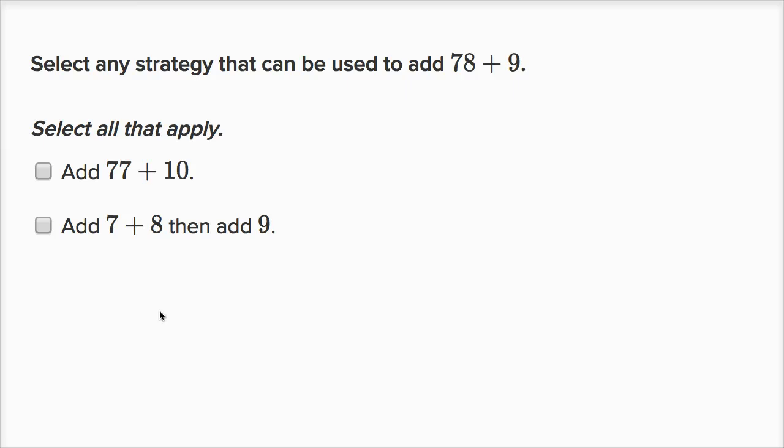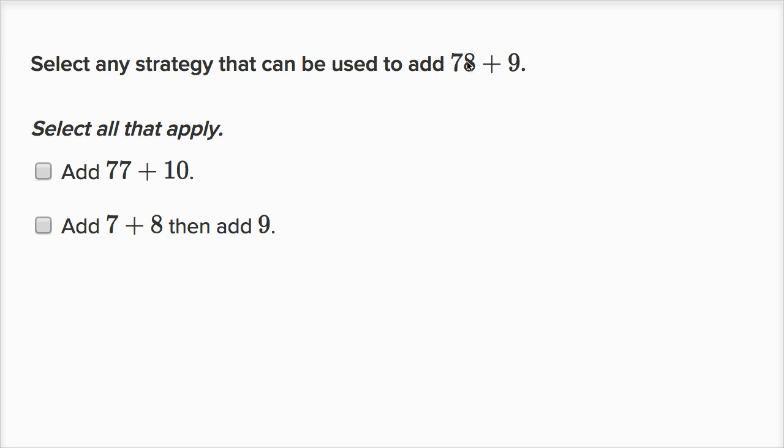So let's do a bunch of examples from the Khan Academy exercises to get comfortable with different ways of adding numbers. So this says select any strategy that can be used to add 78 plus 9. Select all that apply. So his first choice is 77 plus 10. Well, does that make sense? So instead of 78, they wrote a number 1 less, which is 77. Instead of 9, they wrote a number that's 1 more, that's 10.